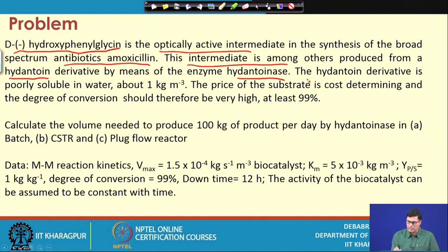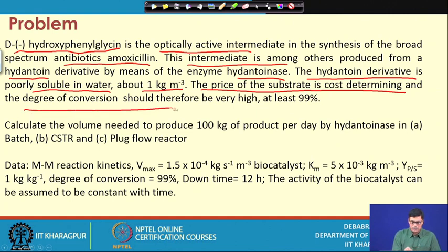The hydantoin derivative is poorly soluble in water, about 1 kg per cubic meter. So the hydantoin derivative is very poorly soluble in water, and the price of the substrate is cost-determining, and the degree of conversion should therefore be at least 99%. The cost of the substrate is very high, so the main purpose of this enzymatic reaction is to get a conversion efficiency as high as 99%.